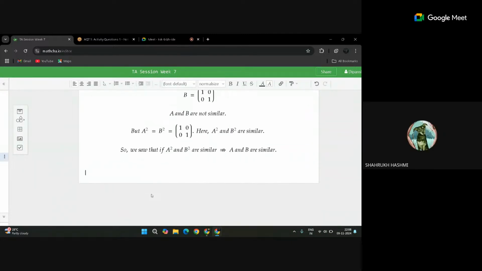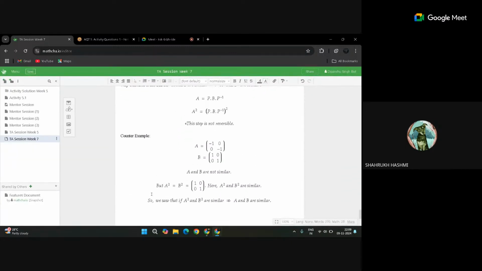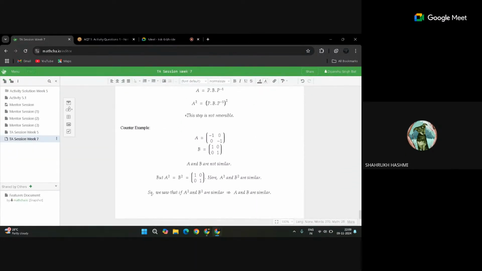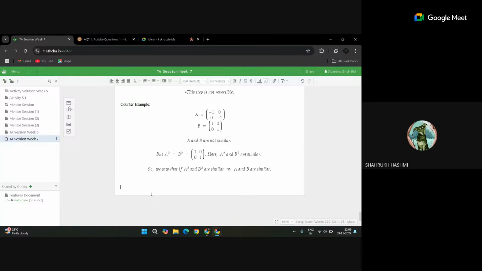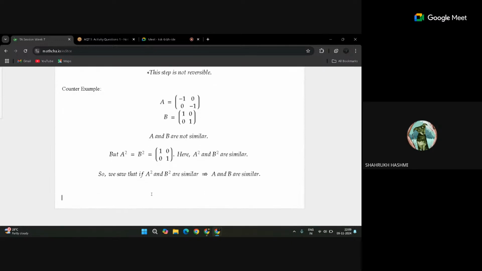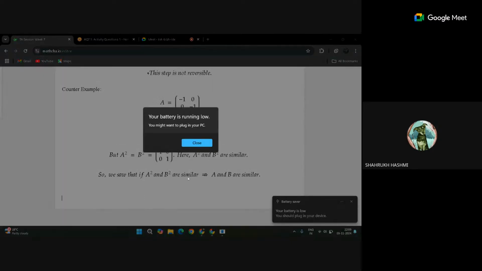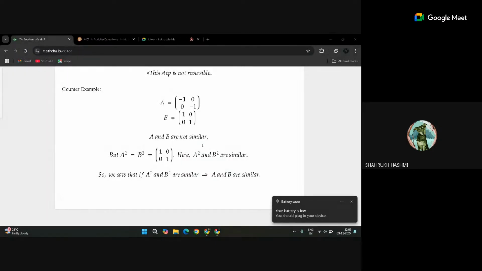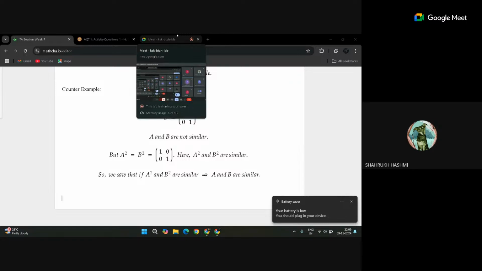Yes, sir. By proving with only the alphabet, without an example, we have tried proving, like for the previous thing, where A and B are similar, and then we prove that A square and B square are also similar. Like that, I have tried for A cube and B cube, and A to the power 4 and B to the power 4, and all of them are similar.